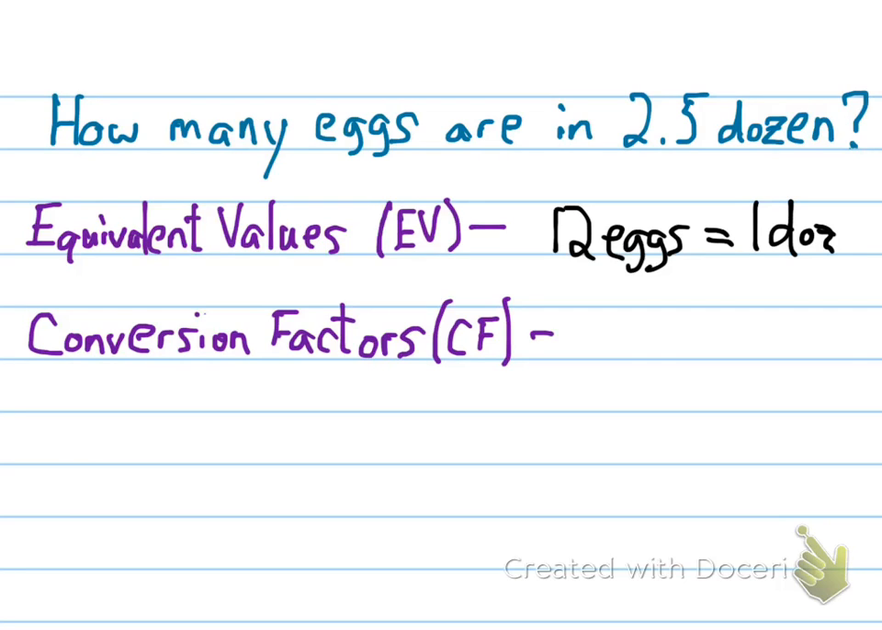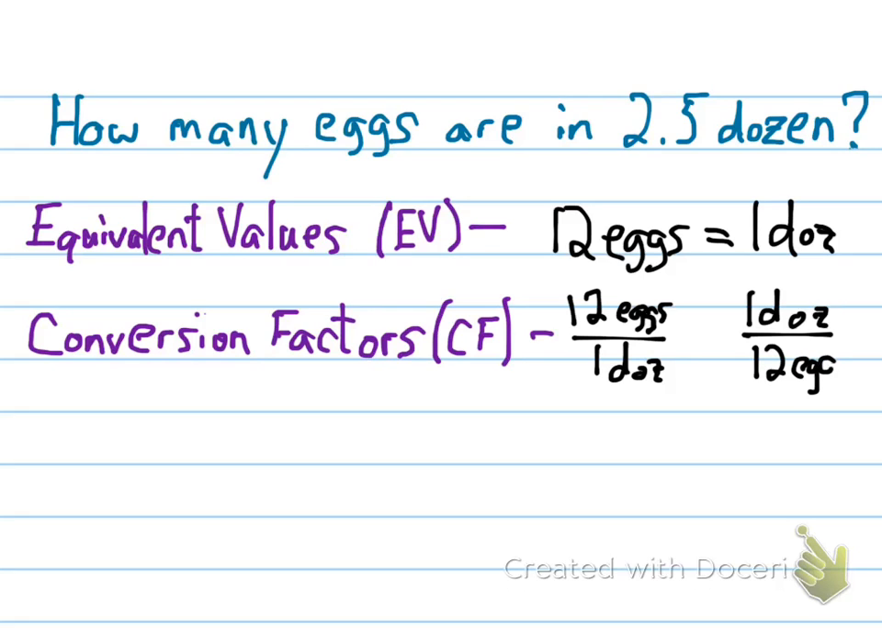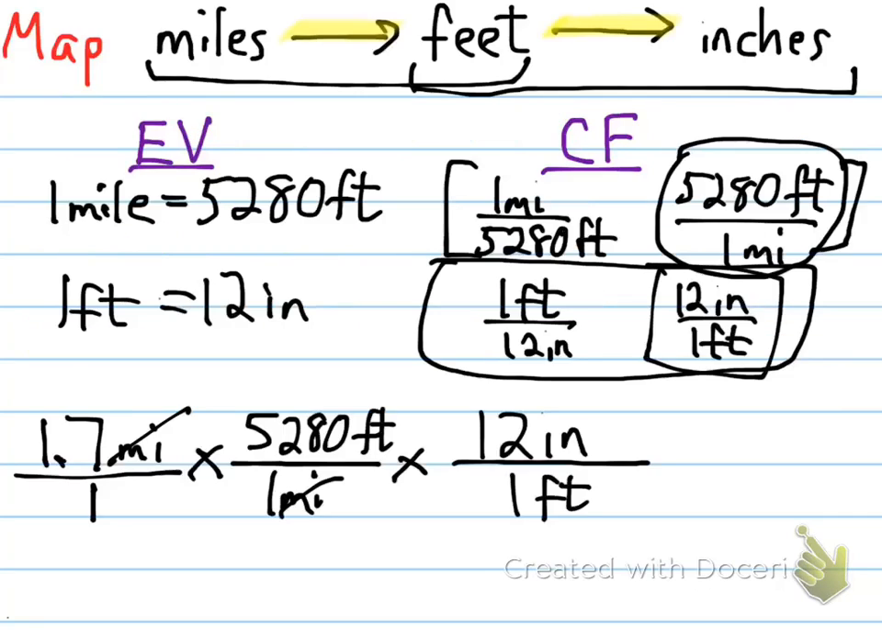Okay. Now, for our conversion factors, we're going to have a choice of either using 12 eggs over 1 dozen, or we could use 1 dozen over 12 eggs. Okay, each one of these is a valid conversion factor.